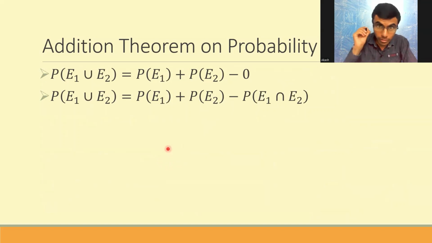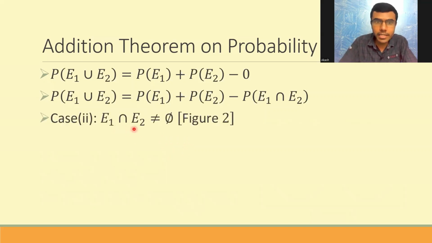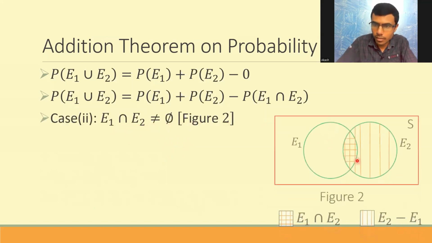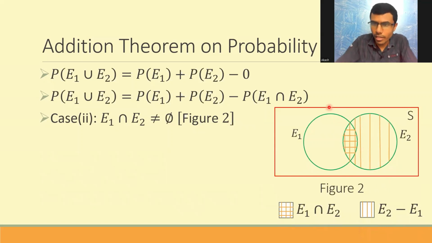Now case two. This will be a bit difficult in the sense of understanding, so please stay with me. Please stay focused and be with me. Now, when E1 intersection E2 is not null, this is the diagram. Basically the two circles are meeting. The two events have something in common.